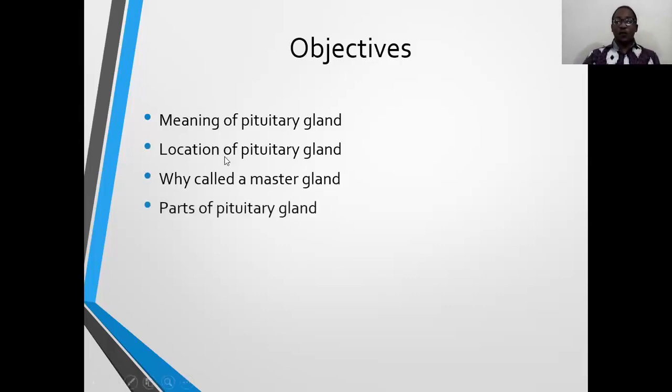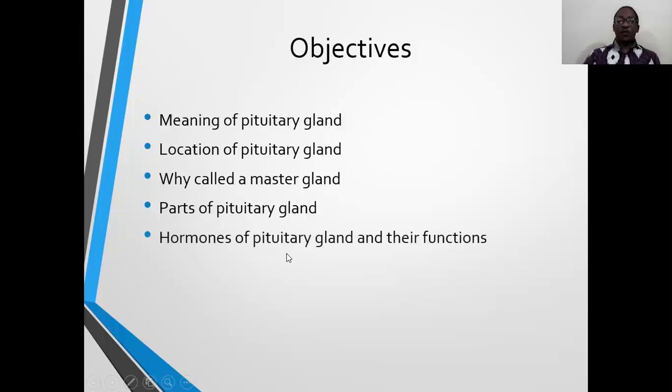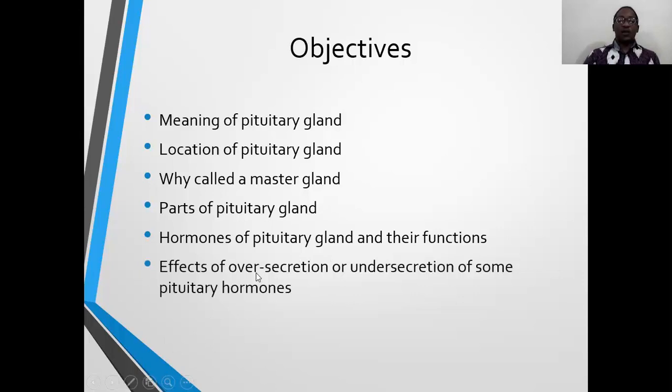Then what are the two parts of the pituitary gland? We have the posterior pituitary and the anterior pituitary. Then what are the hormones from the pituitary gland and their functions? We mentioned all of them, from FSH to growth hormone, GH, to ACTH, adrenocorticotropic hormone, to PRL, prolactin, oxytocin, OXY, and antidiuretic hormone, ADH, and others. Then we also talk about the effects.